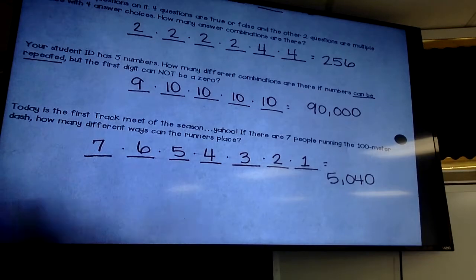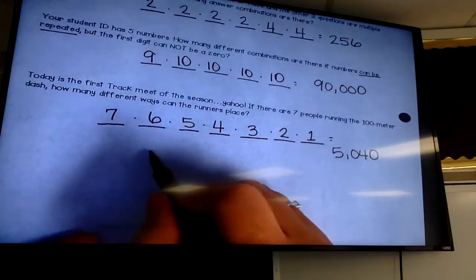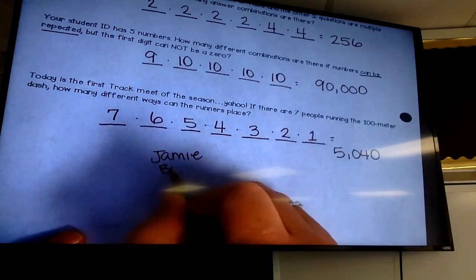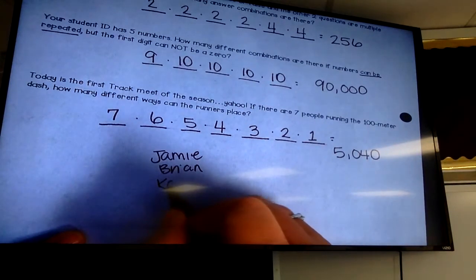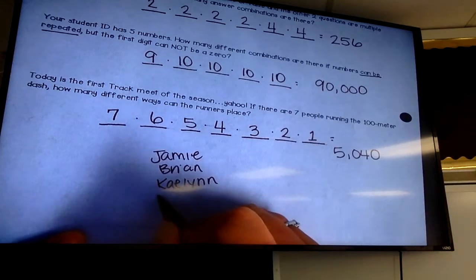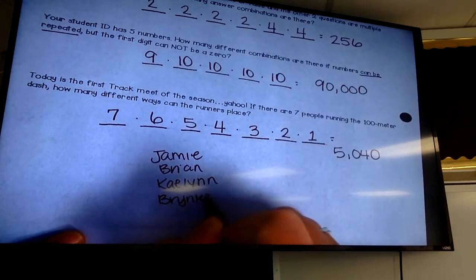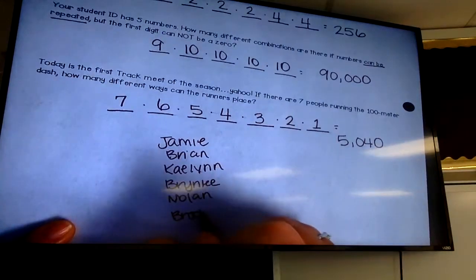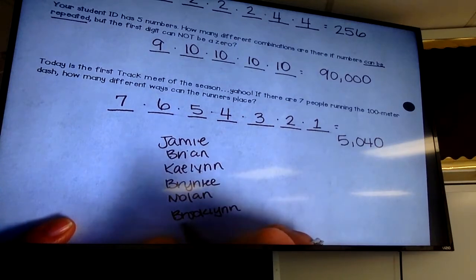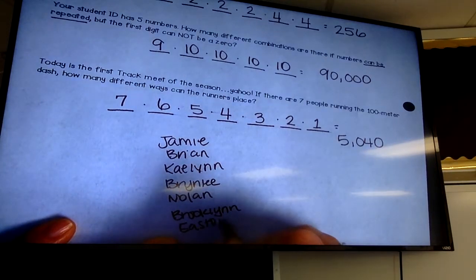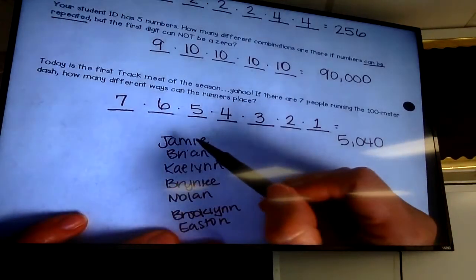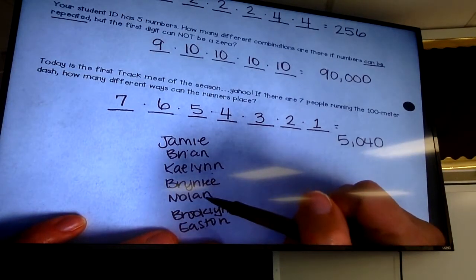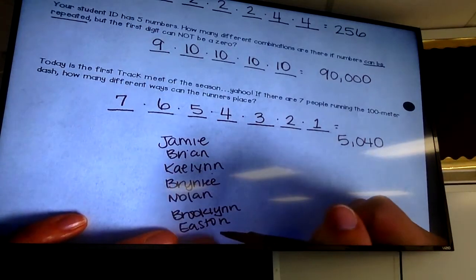Now, that could mean, let's say the runners were Jamie, Brian, Kaylin, using my family names, Brinley, Nolan, Brooklyn, and Easton. Okay, so here's 7 runners. So it could be Jamie came in first, Brian came in second, Kaylin came in third, Brinley came in fourth, Nolan came in fifth, Brooklyn came in sixth, Easton came in seventh.